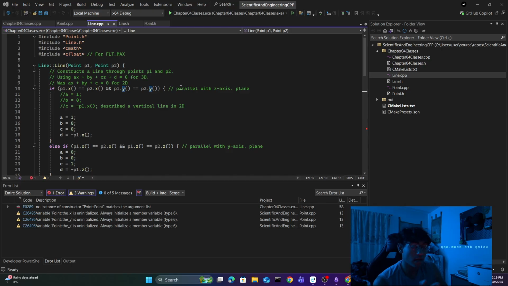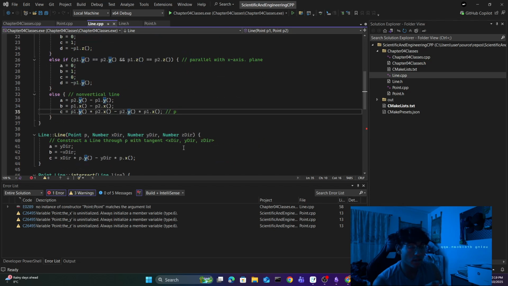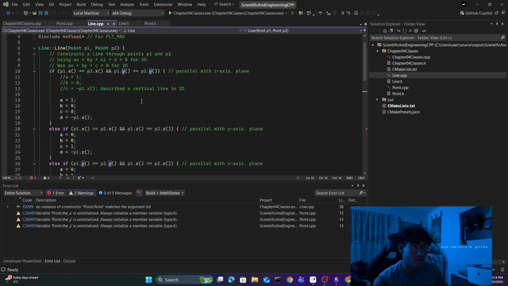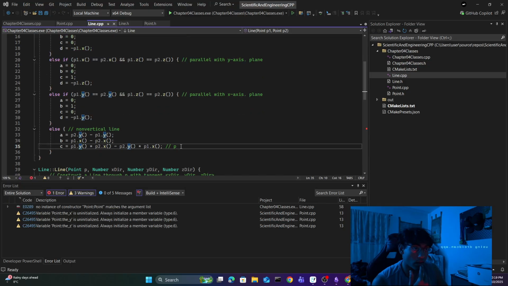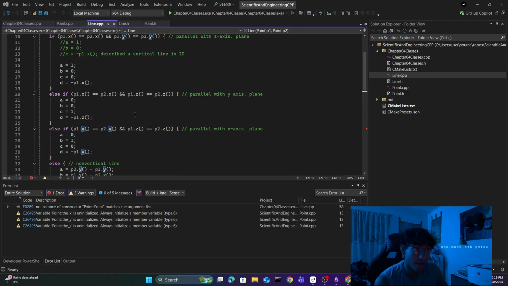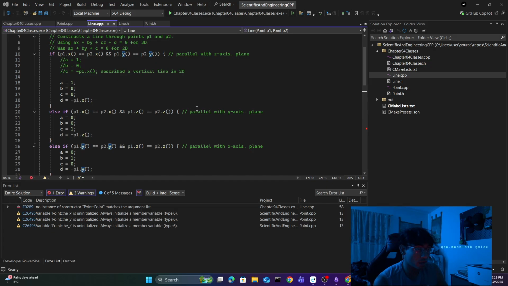And then the line class, line object, we initialize a line given in two different ways. So first way is given 2 points P1 and P2, and there's two main ways to initialize that type of line. First one is if you're given a line that's just parallel to either the x, y, or z axis, then we can construct a much simpler line.